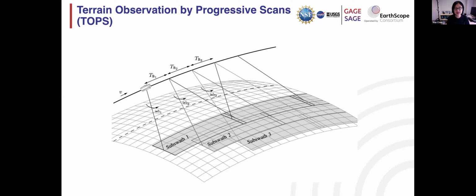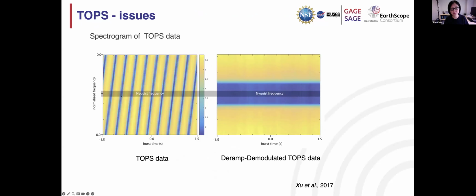Of course, this kind of design allows a wide swath, but it comes with some issues. One of the issues is that the antenna is constantly steering at a pretty fast rate. That usually means if you look at a spectrogram of the data, where the horizontal axis is burst time and the vertical axis is normalized frequency, you can see a larger Doppler rate variation across the spectrogram.